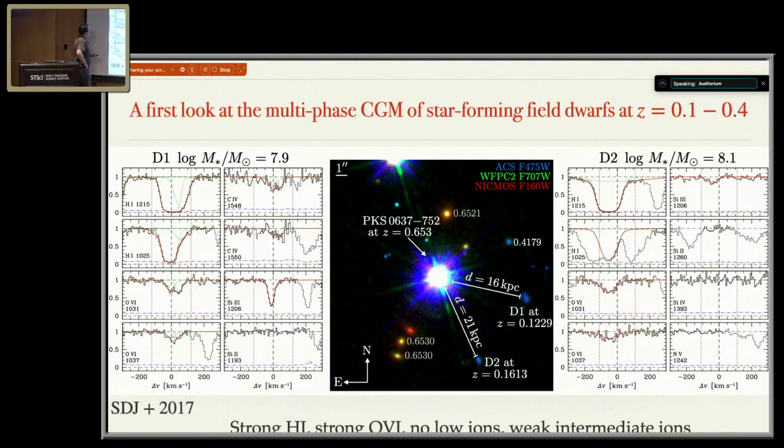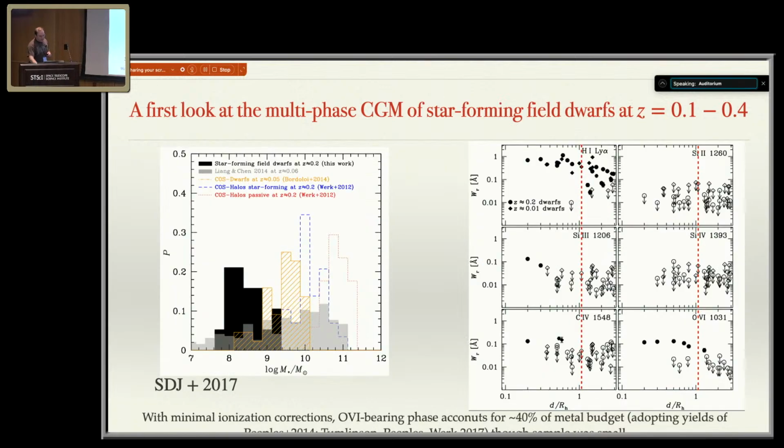If we look at the absorption as a function of velocity relative to the galaxies, we see strong H I associated with this dwarf, seen in Lyman alpha, Lyman beta, which is actually still saturated. We see strong oxygen-6, and we see a smattering of lower ionization lines. In the other one, we see strong H I in Lyman alpha, Lyman beta, strong O VI, and actually quite weak lower ionization lines. So we're actually starting to detect the highly ionized phase in the CGM of these dwarf galaxies.